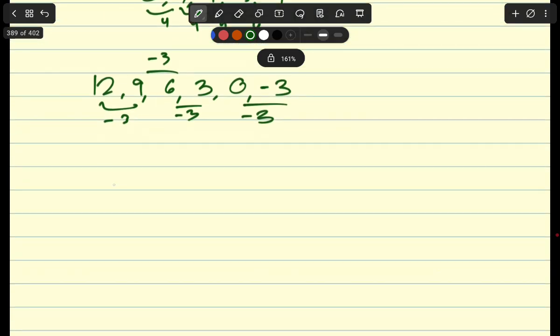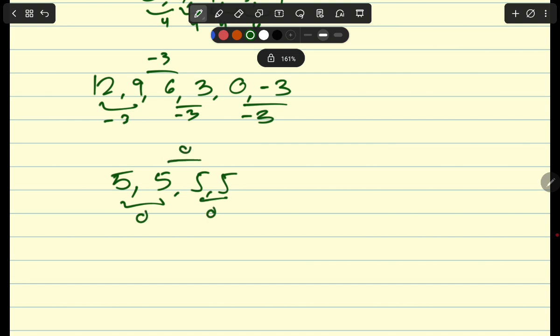Now, let's say another sequence is 5, 5, 5, 5. What's the common difference? It's 0, right? So the difference is 0. It still is an arithmetic progression. The important point is that the common difference can be positive, negative, or 0.